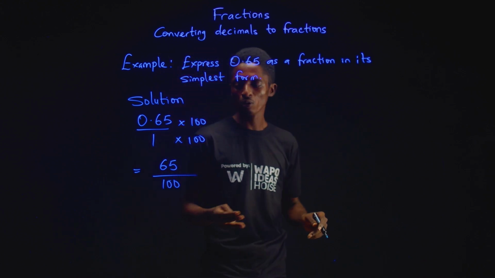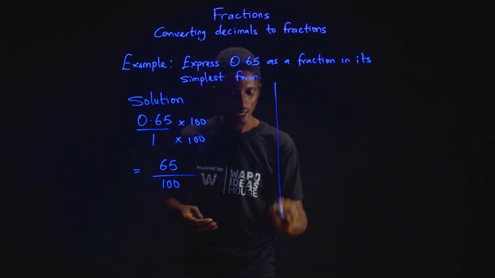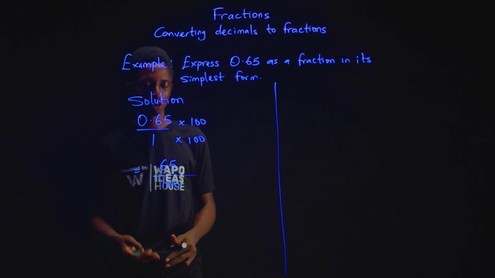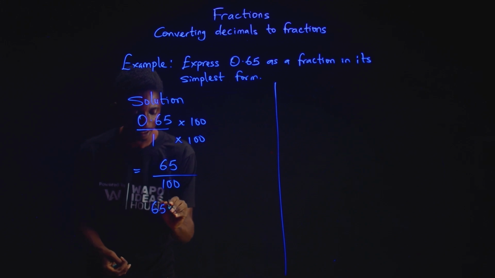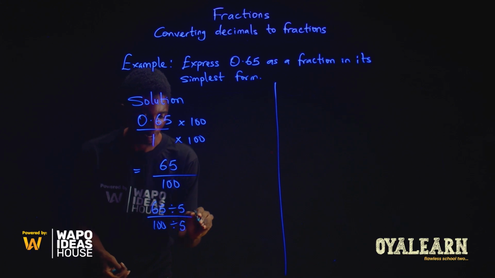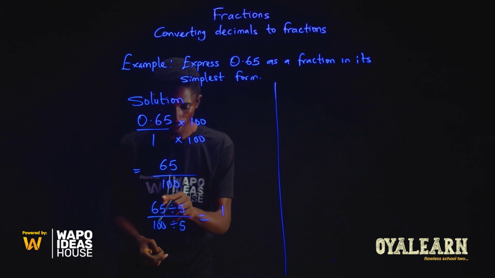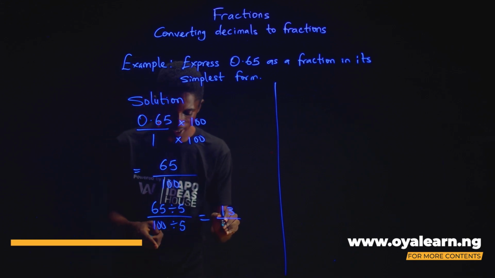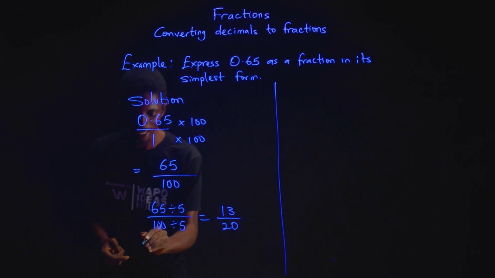Now the next thing you do is you try to bring this fraction to its simplest form. And remember, whatever you do to the numerator, you also apply the same to the denominator. So we'll divide by factors. So in this case now, we'll apply 65 divided by 5 and also 100 divided by 5. This would give us 13, and then 5 in 100, that is 20.